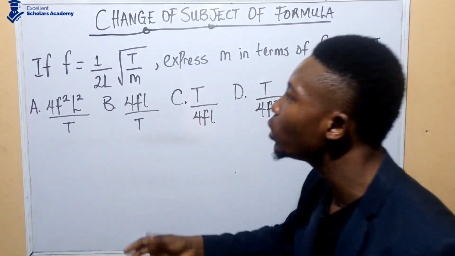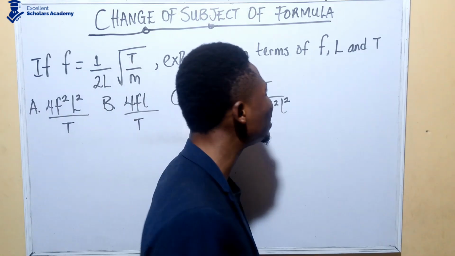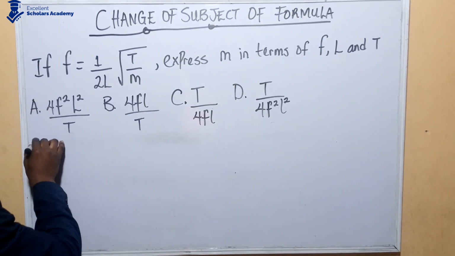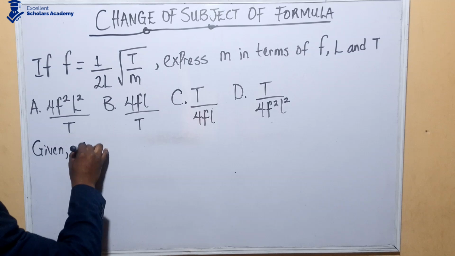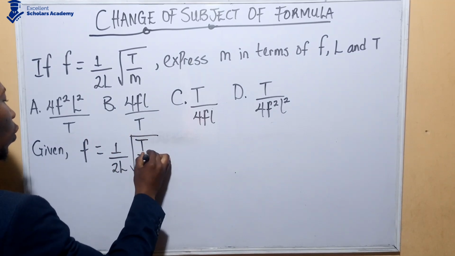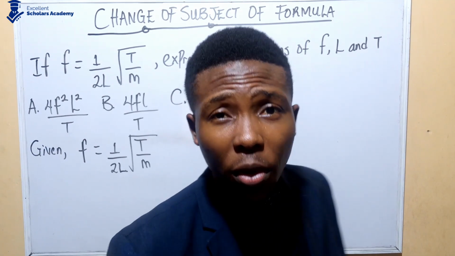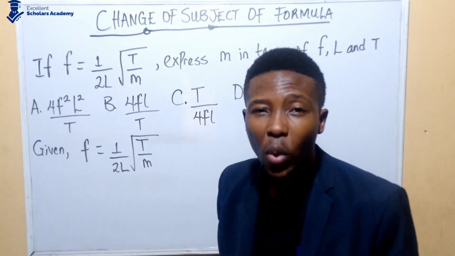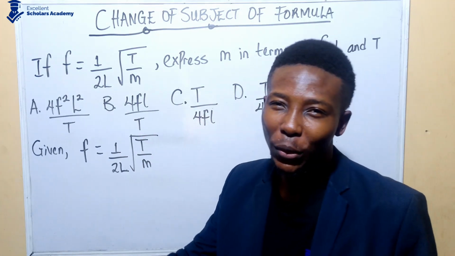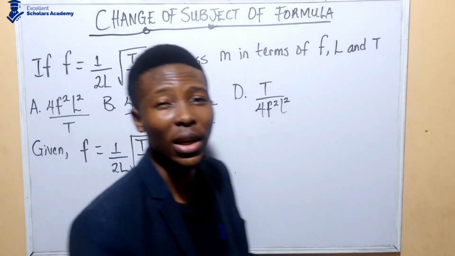If F is equal to 1 over 2L square root of T over M, express M in terms of F, L, and T. Meaning you have to make M the subject of formula. You are given that F is equal to 1 over 2L square root of T over M. Now, you want to make M the subject of the formula, but the square root is covering your M. I said square can cancel square root, so you simply take the square of both sides.